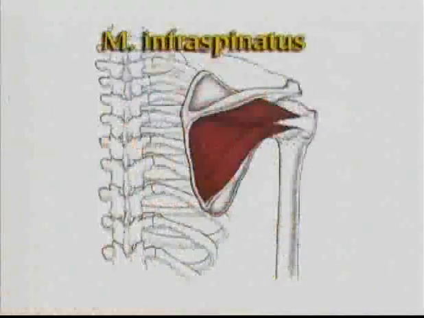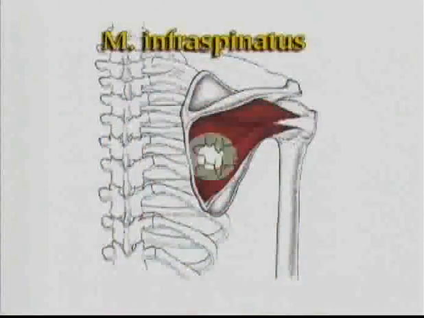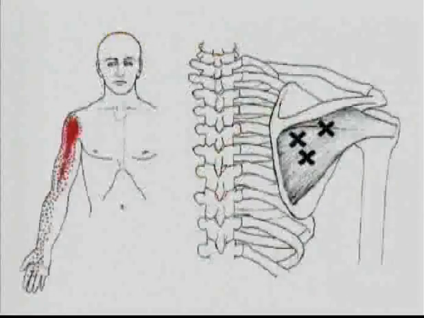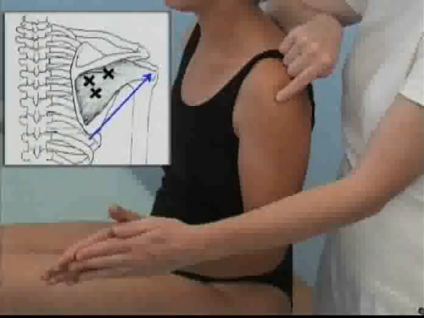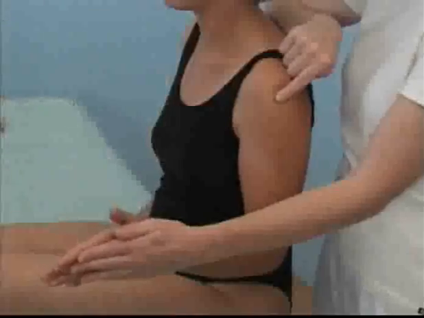Trigger points of the infraspinatus are a frequent cause of shoulder pain. They are found in the fossa infraspinata. Resisted external rotation produces characteristic pain at the tuberculum majus of the humerus.